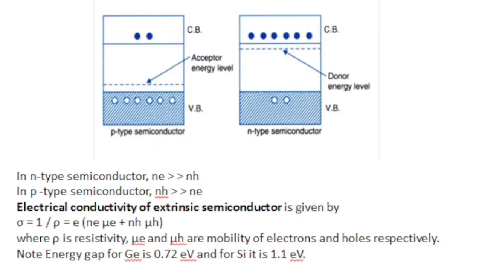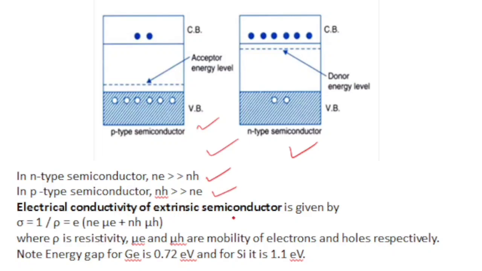This one is for p-type and the other one is for n-type semiconductor. In n-type semiconductor, the donor energy level is below the conduction band. In p-type semiconductor, because holes accept electrons, this one is called acceptor energy level, above the valence band. In this way, you draw the energy level diagram of p and n-type semiconductor. In n-type semiconductor, the number of electrons is greater than the number of holes, and in p-type semiconductor, the number of holes is greater than the number of electrons.